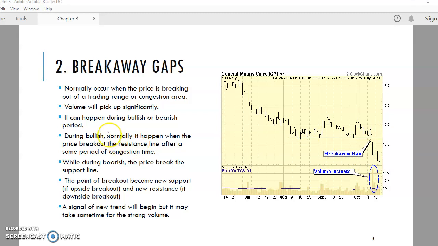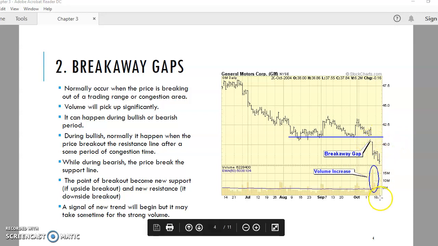Okay. So normally, breakaway gaps occur when the price is breaking out of the trading range or congestion area, and the formation of this gap is normally supported by a significant volume. Okay, as we can see here, when the price gaps down, the volume also increases.